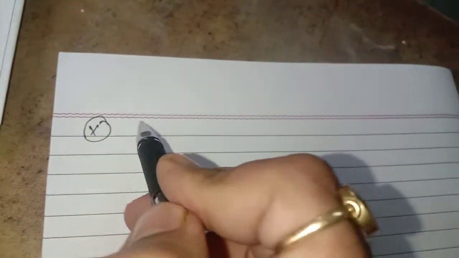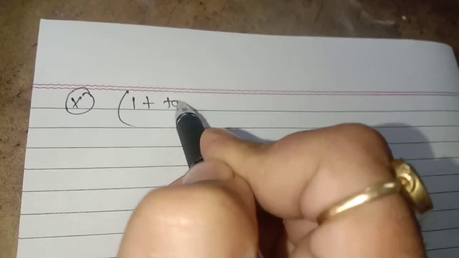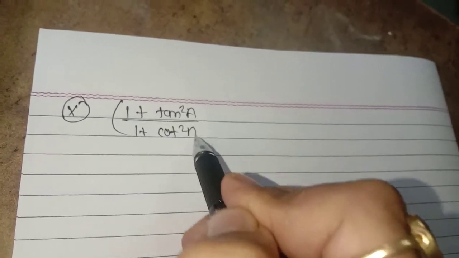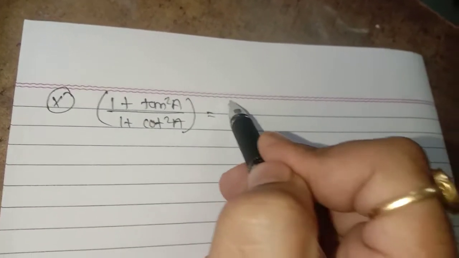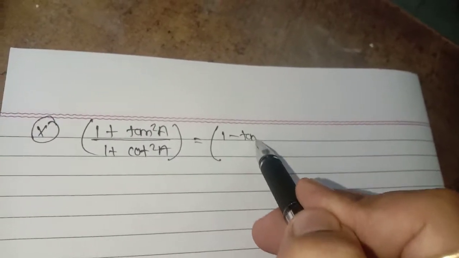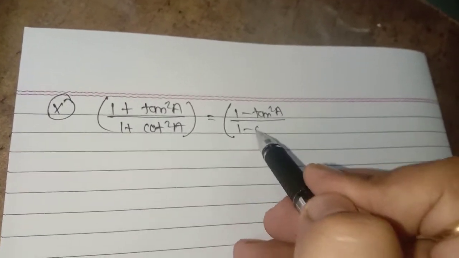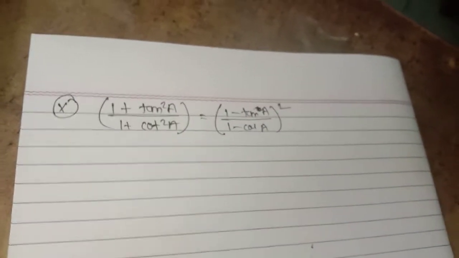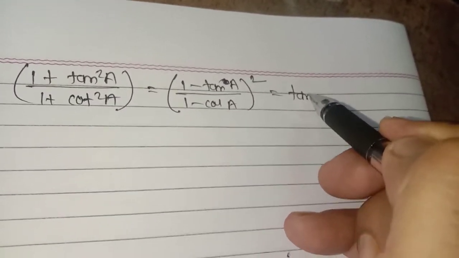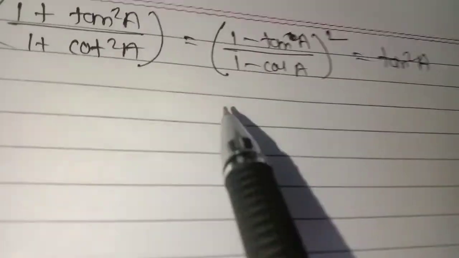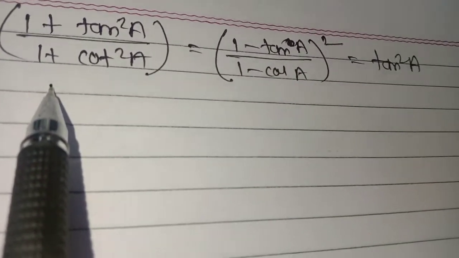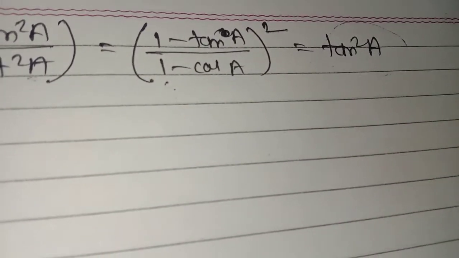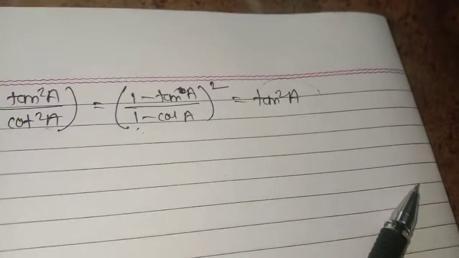It is given as (1 plus tan square A) upon (1 plus cot square A), that is equal to (1 minus tan A) upon (1 minus cot A), the whole square, sorry, it is not square on the inside, and that is equal to, we have to prove, tan square A. Means this value is equal to this value, and both values will give you tan square A. So how will we do it?